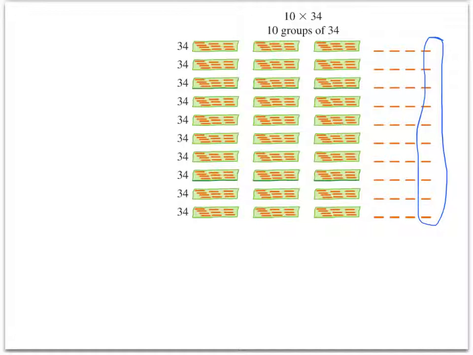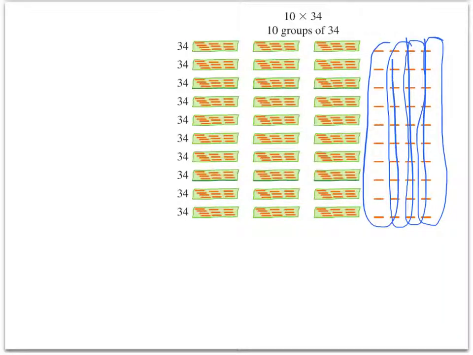So let's bundle those together to form a bundle of 10. Likewise, let's bundle these together to form another bundle of 10, and then bundle these together to get a bundle of 10, and then these to get another bundle of 10. So we get 4 different bundles of 10 there.